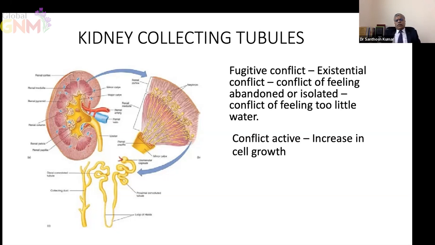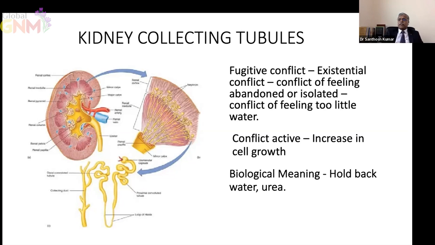So whenever this increase in cell growth is there, the symptoms will be baggy eyes, water retention all over the body, increased levels of uric acid, increased levels of urea and creatine, and decreased urine output. So what is the purpose of this? So that I can stay long. Whenever the conflict is resolved, the biological meaning is to hold back water and urea. I would like to hold back all these things so that I can stay long.